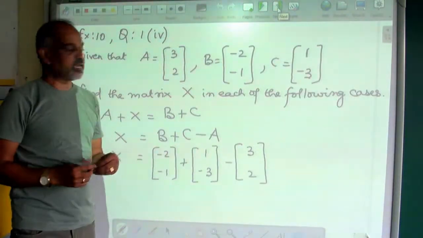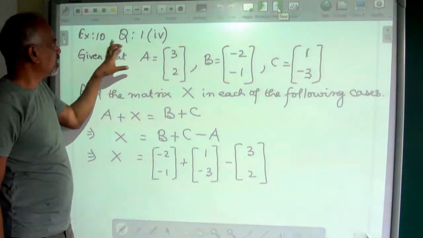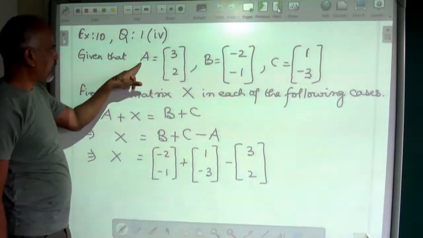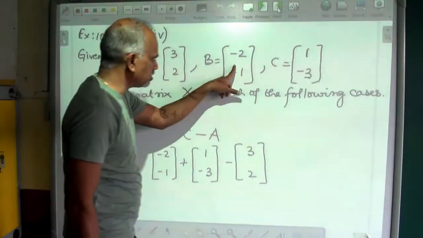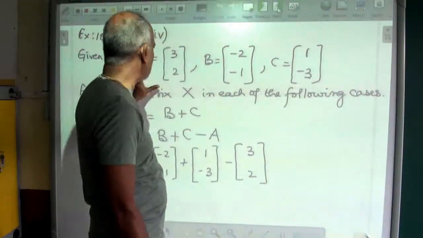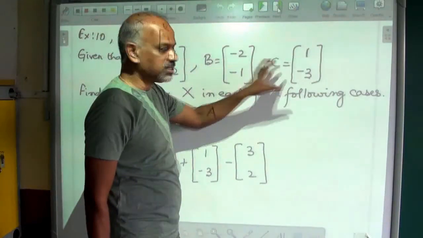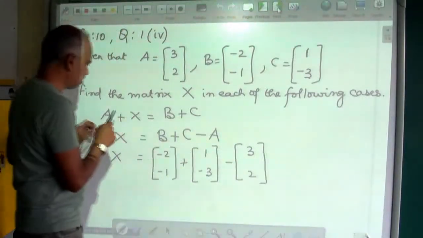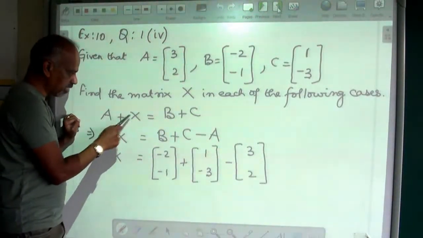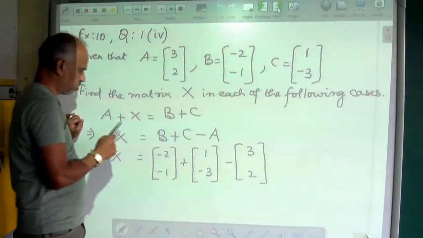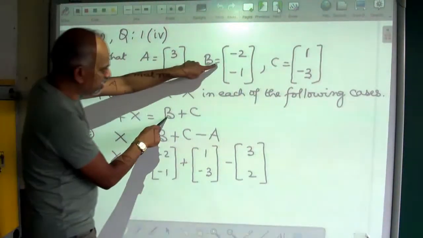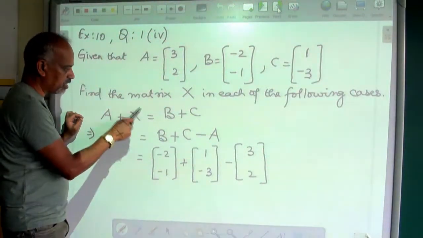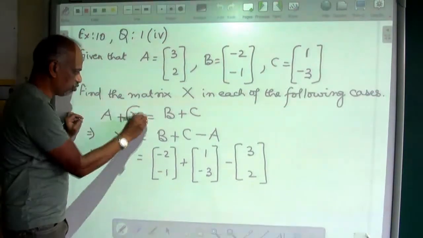This is from the exercise. Exercise 10, question number 1, subdivision 4. Question is, given that matrix A is this, matrix B is this, matrix C is this. 3 matrices are given, A, B and C. Find matrix X in each of the following cases. This is what is given. A plus X is equal to B plus C. You know A, you know B, you know C. These 3 matrices are known. You have to find what is X. X is what you are finding.